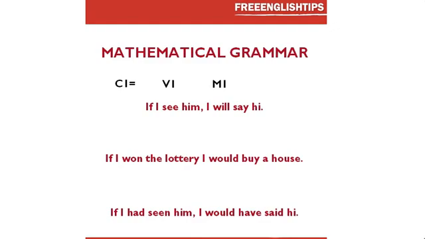Following the same logic, we would see that condition 2 is verb 2 and modal 2. I forgot to mention that we also have the verb 0 in there, which is say and buy. Okay, so you need to remember those. So condition 1, verb 1, modal 1. Condition 2, verb 2, modal 2.